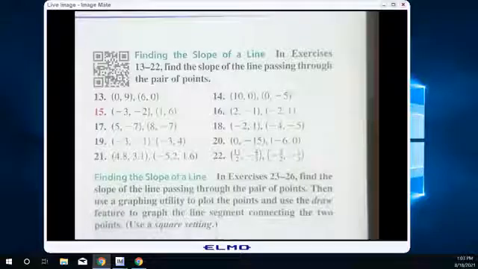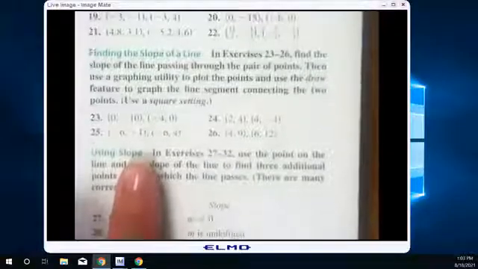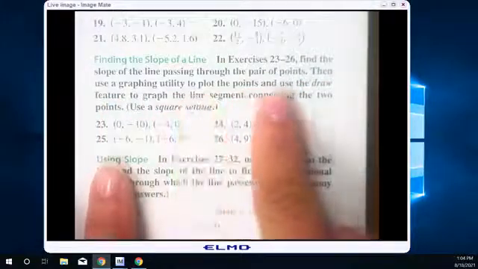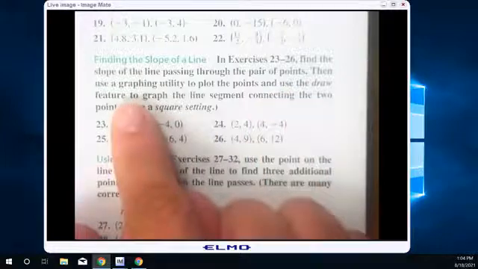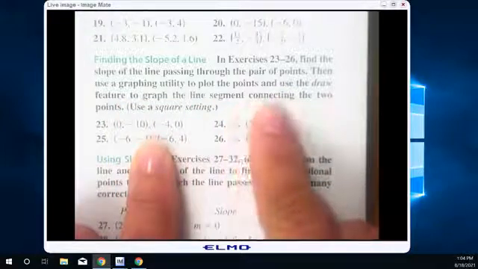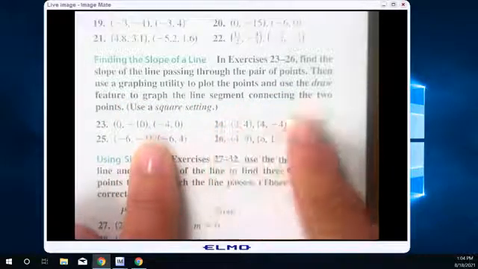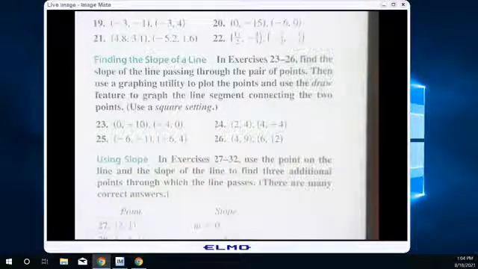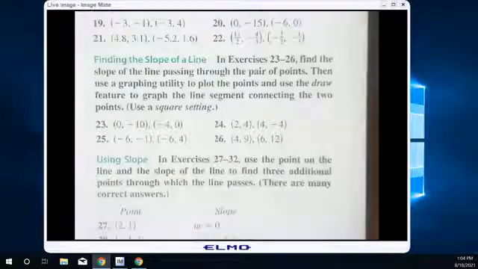All right, so what about your problems from 23 through 26? You are finding the slope of the line passing through the pair of points, graphing the points on the graph, and then connecting the 2 points. Can you do that? Wait, what? So we're just putting the points in and then connecting the points? Yes. Okay. So are you okay with those instructions?